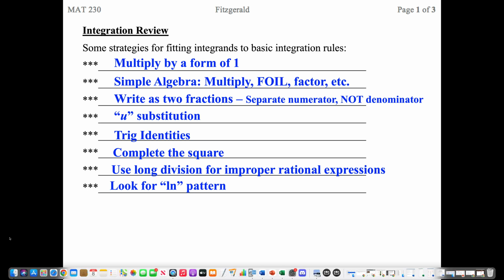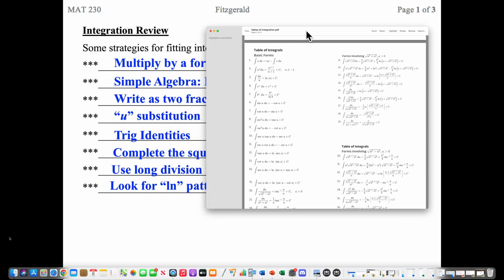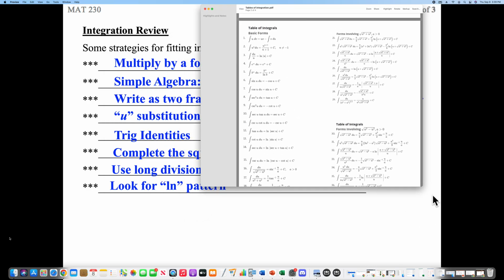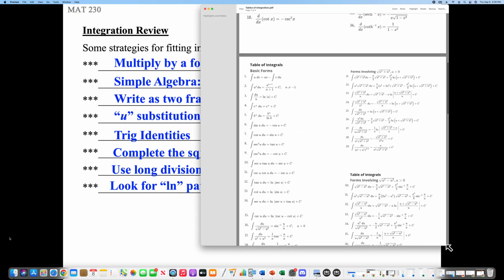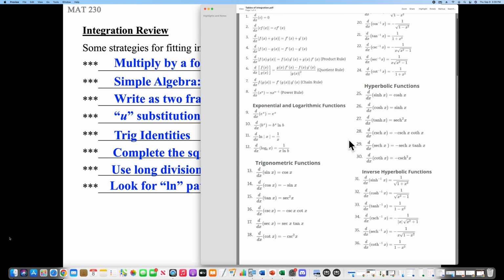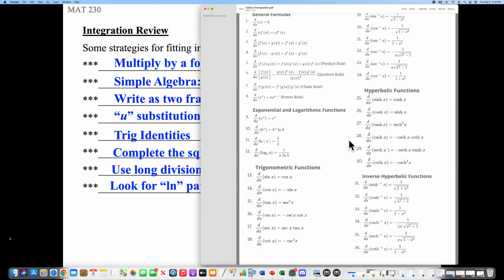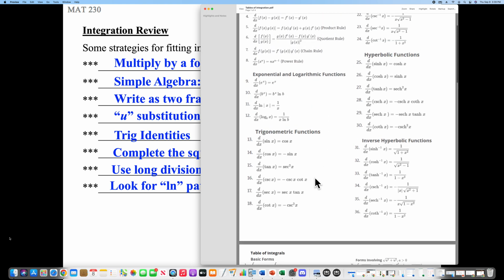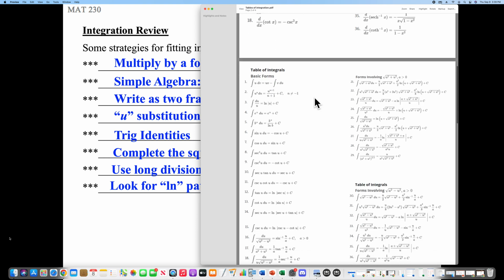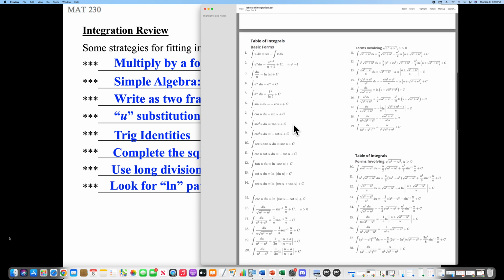As I mentioned, this is a PDF file that you can print out. The first page has all your derivative rules that you might want to review for when you do U substitution, especially with your trigs. And here are some of our basic integration forms that we look for.